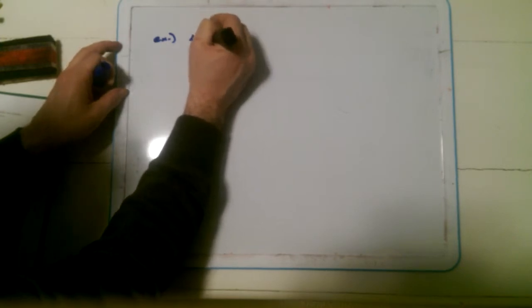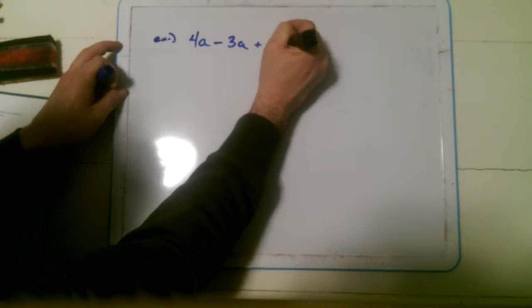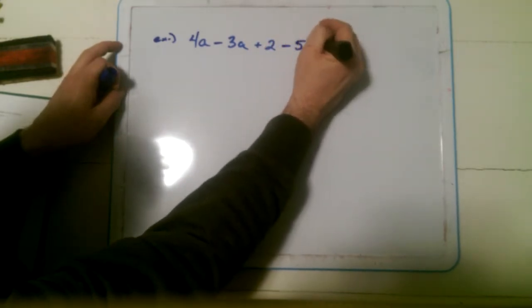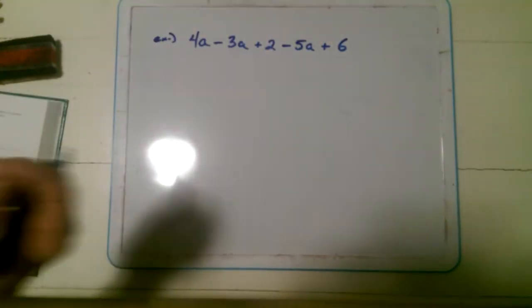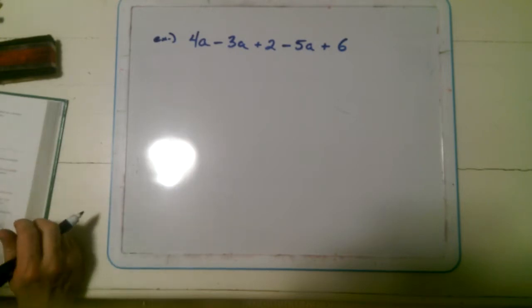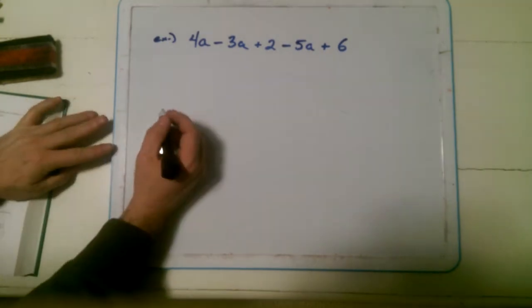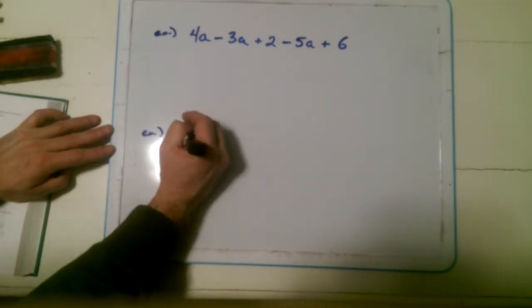So we have 4a minus 3a plus 2 minus 5a plus 6. So we have some variables with some solid numbers. Get rid of your subtraction, work in negatives and positives only, and then combine together. The second one that we'll do then will be this here.